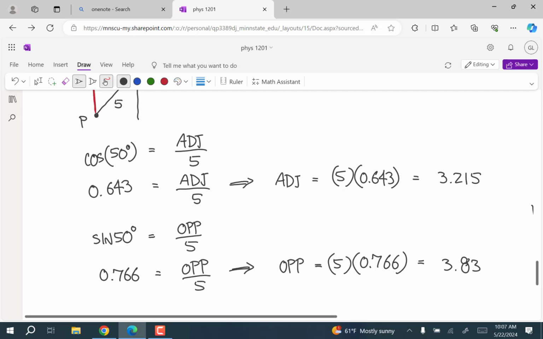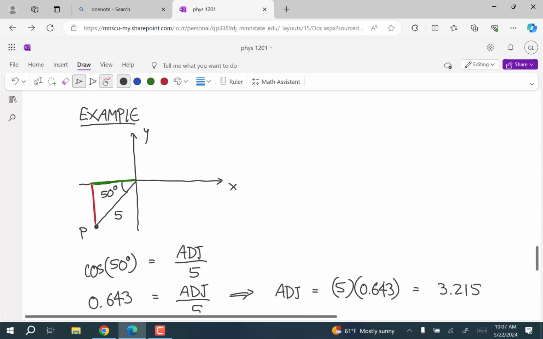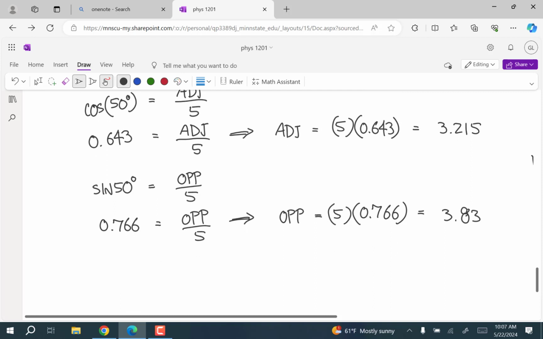Okay, now you have to think about the signs of the coordinates. So pause the video for a second and see if you can figure out, we know that the magnitudes of the coordinates are 3.215 for x, 3.83 for y. Now you just have to combine it with the signs to come up with the coordinates. So take a second and see if you can do that.